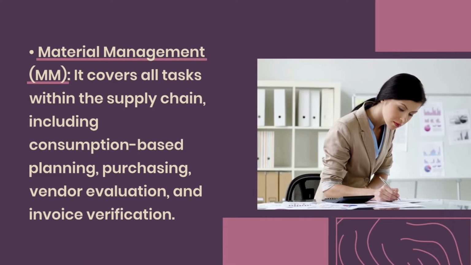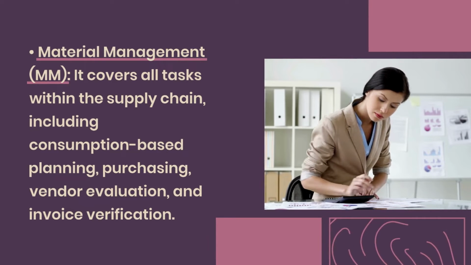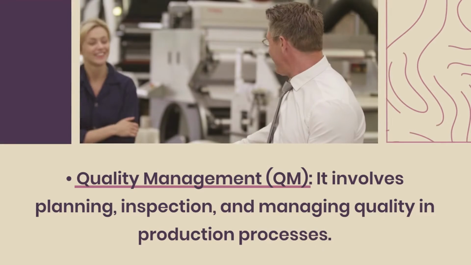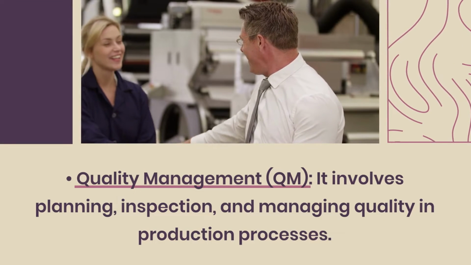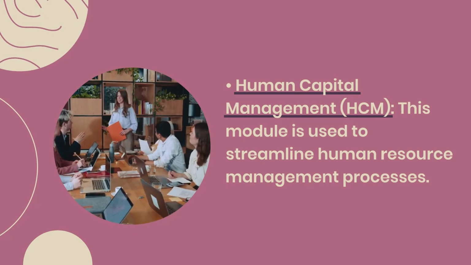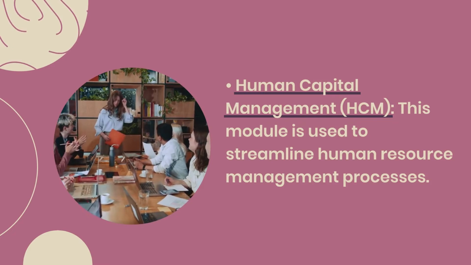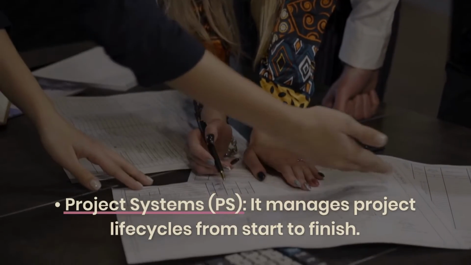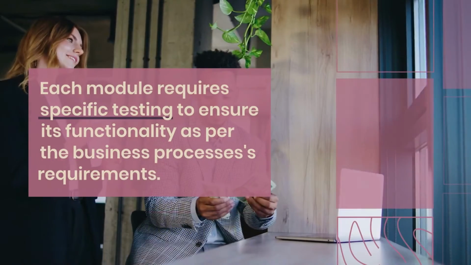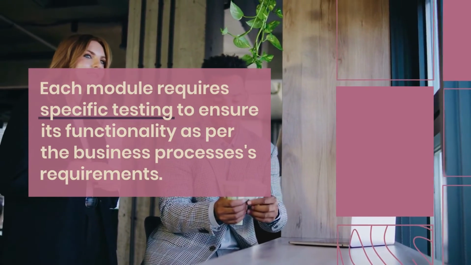Material management, MM. It covers all tasks within the supply chain, including consumption-based planning, purchasing, vendor evaluation, and invoice verification. Quality management, QM. It involves planning, inspection, and managing quality in production processes. Human capital management, HCM. This module is used to streamline human resource management processes. Project systems, PS. It manages project lifecycles from start to finish. Each module requires specific testing to ensure its functionality as per the business processes' requirements.